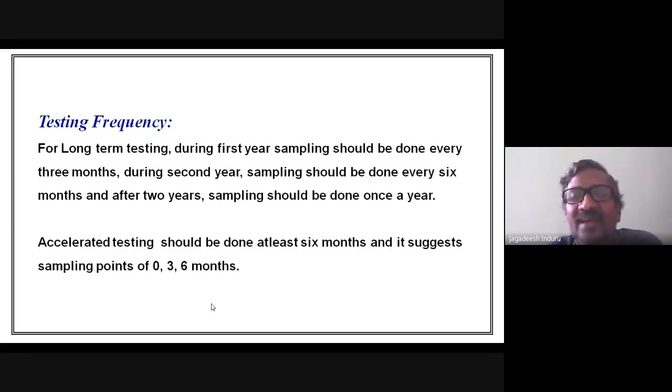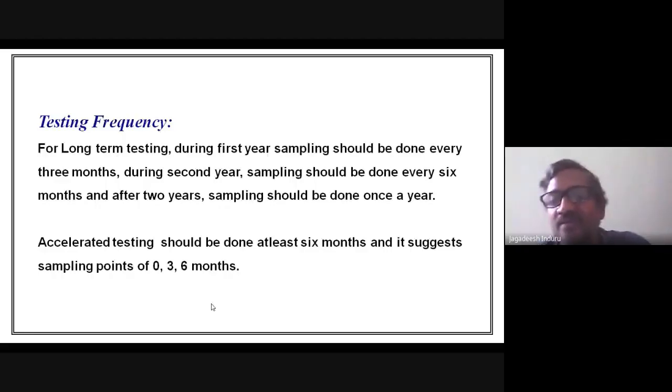In the first year, every 3 months means 4 samples you will be analyzing: 3 months, 6 months, 9 months, 12 months. After that, you are going to do 1.5 years and 2 years. After the third year, only 1 sample. So you keep on taking the samples, and these samples are in your lab only, in your factory only, in the oven. They are kept under 60% RH and 25 degrees centigrade.